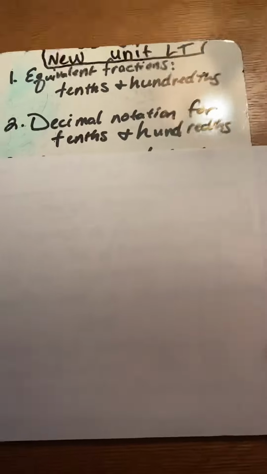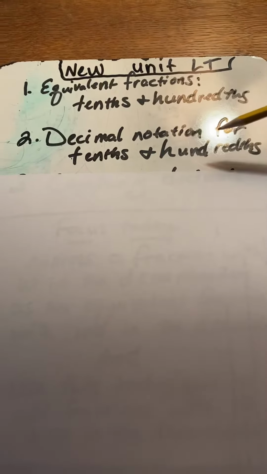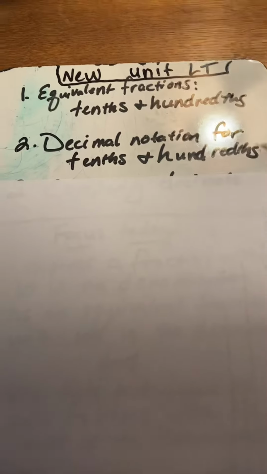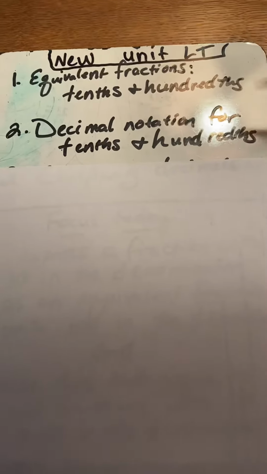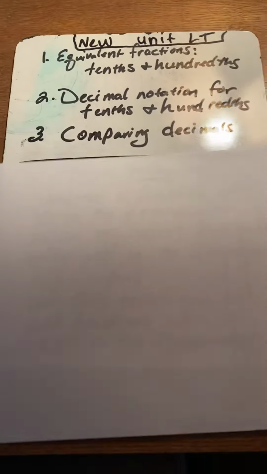Learning target number 2 is we're going to work on what's called decimal notation for tenths and hundredths. So we're going to be taking fractions that have a 10 and a 100 in the denominator, and changing them into decimals for tenths and hundredths. Again, we're going to have lots of opportunities to think about place value and how that's going to work for this new unit.